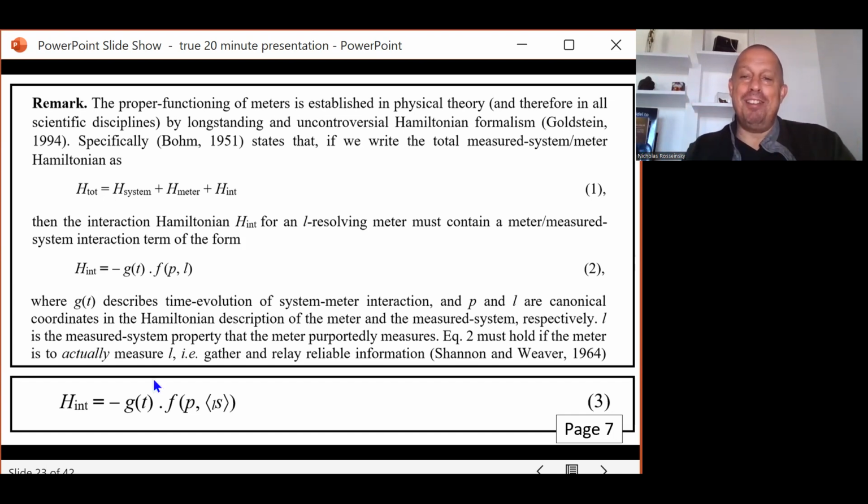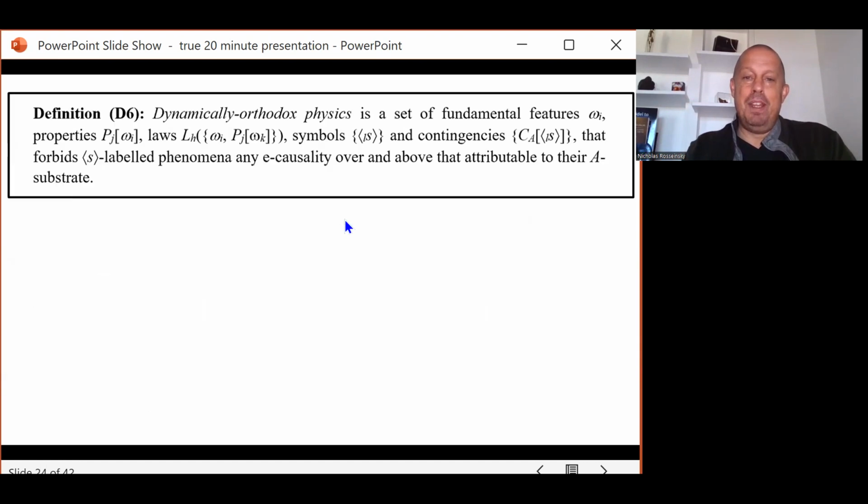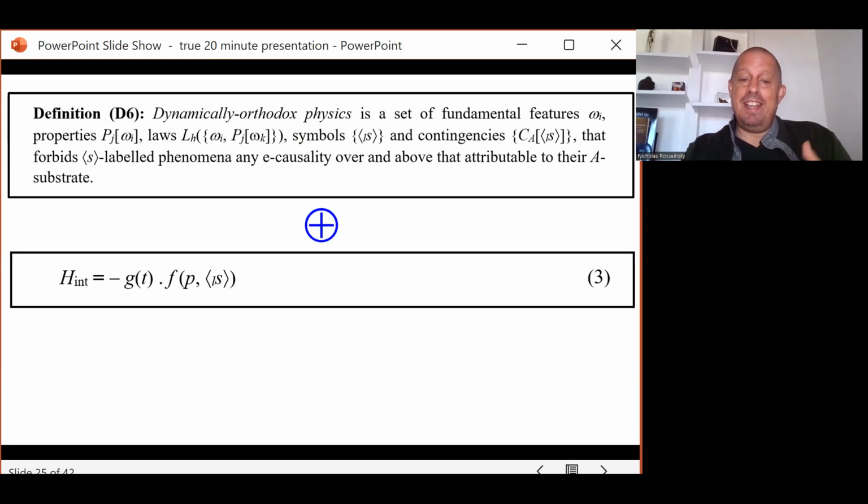Now things move really quickly once we have equation 4. So first we define dynamically orthodox physics. This is the D6 that I mentioned. There are a few nuances in here, but the most important one is a careful definition of causality, specifically in terms of e-causality, to capture the definitive assertion of dynamical orthodoxy that qualia valued states can be conditional on conventional physical states, but there can be no transfer of qualia valued information to those physical states. Now, as we've seen before, the requirement for the meter is exactly that there is such a coupling. So these two together directly establish T1.